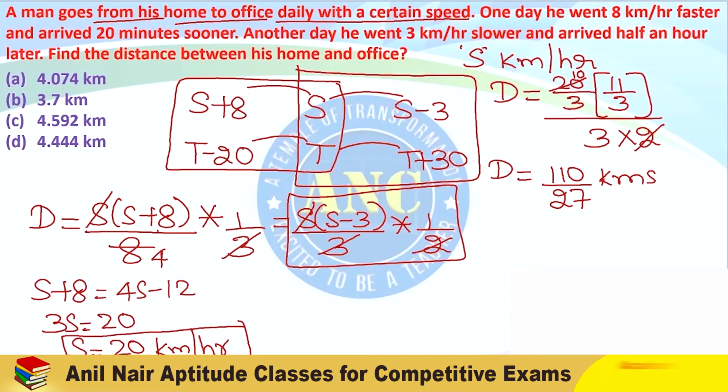27 into 4 is 108. The answer is approximately equal to 4. This is a little more than 4, this is also a little more than 4, 3.7 is less than 4. Definitely 110 by 27 should be 4.047 kilometers. The answer should be option A. I hope this kind of methodology is very clear for all the students. If you want a different ratio kind of method, you can refer to the old videos as I have already mentioned.